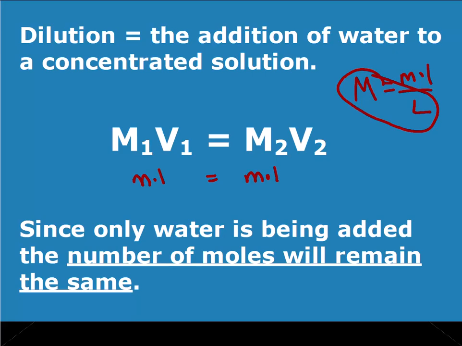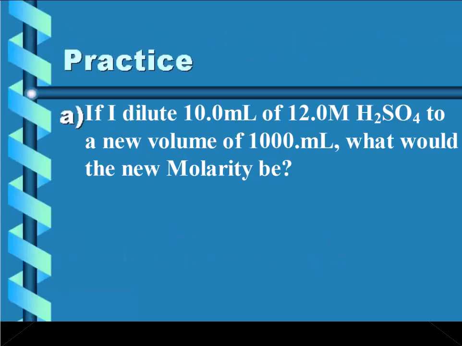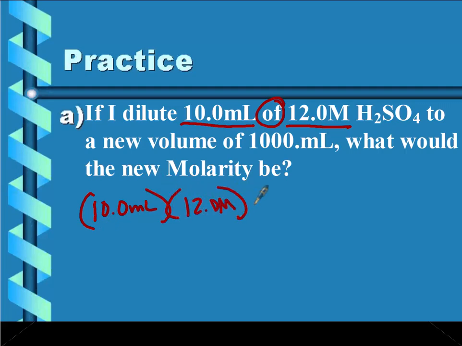It doesn't matter if you make the concentrated one 1 or 2, as long as the concentrated is on one side and the dilute is on the other side. So for example, in this problem it says 10 milliliters of 12 molar. Those have to go on the same side. We're diluting it to a new volume of 1,000 milliliters, and it wants to know what's the new molarity.